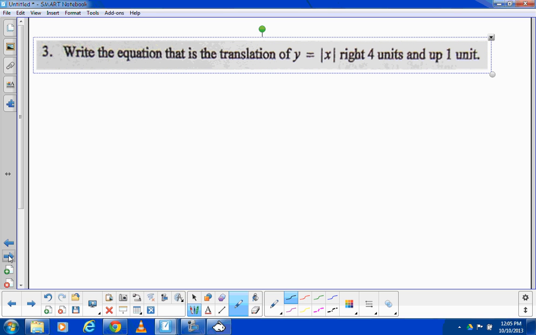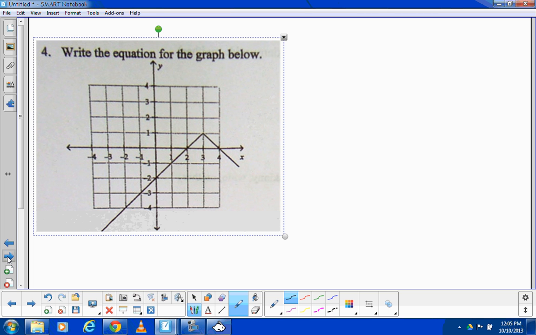All right, number 3. And then y equals absolute value of x again. Okay? So let's see, right 4 units. That means we're going to say minus 4 on the inside, because we're going the opposite direction when we do horizontal stuff. And then up 1, plus 1 on the outside. And then that one didn't have any reflections. Okay, usually these first few questions are easy. Now, number 4, though, we talked about this one yesterday.